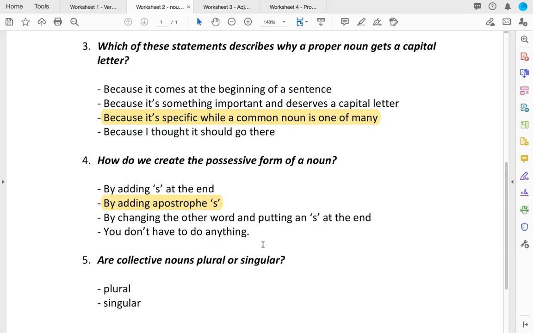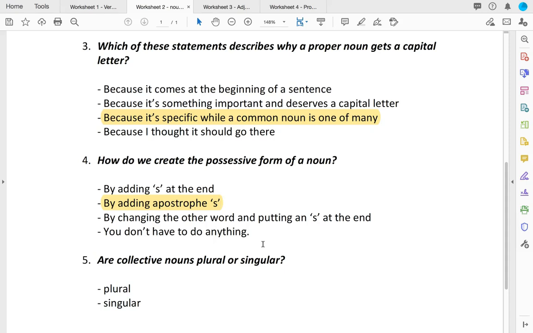Finally, are collective nouns plural or singular? Well, we know that they are singular. They may refer to many, but they are singular nouns. So for example, in our video, we saw the wasps are coming through the window is different to the swarm of wasps is coming through the window. A swarm, even though it refers to many, is a singular noun, whereas wasps themselves are plural.